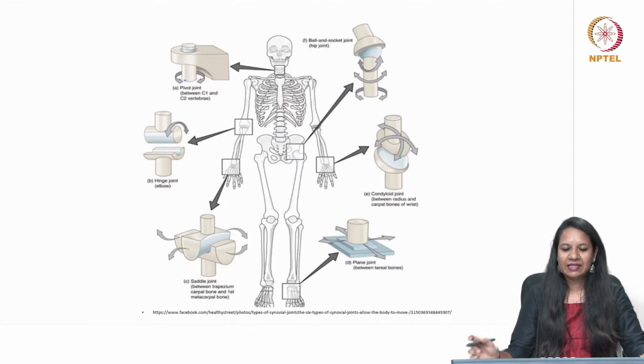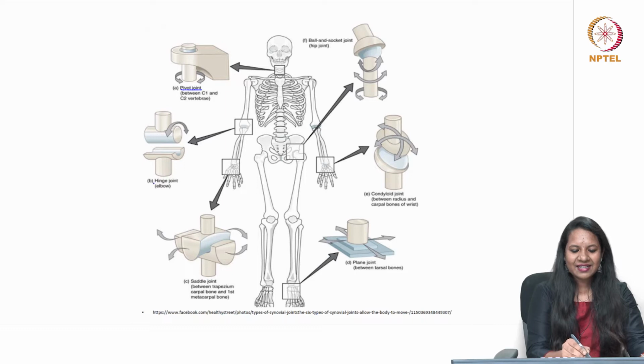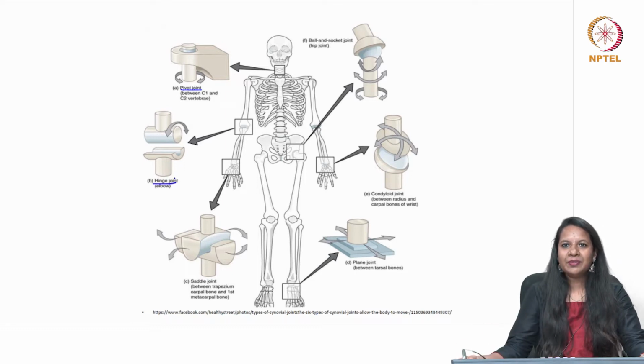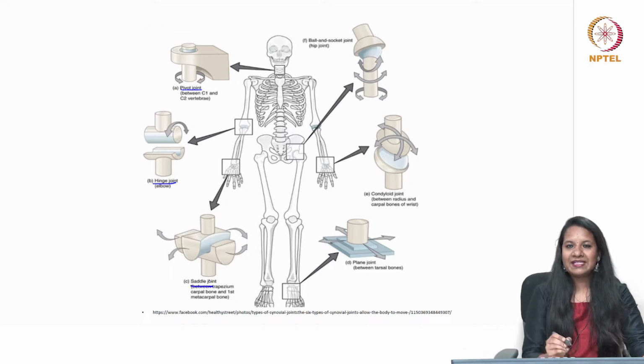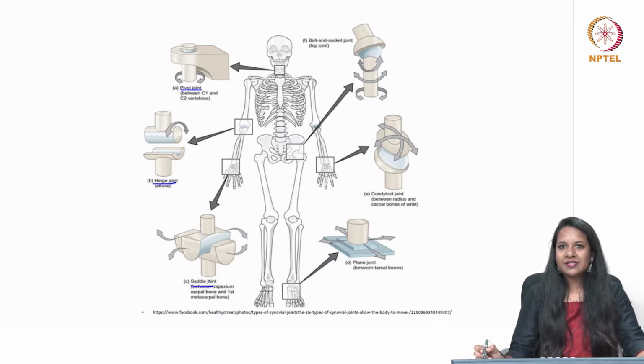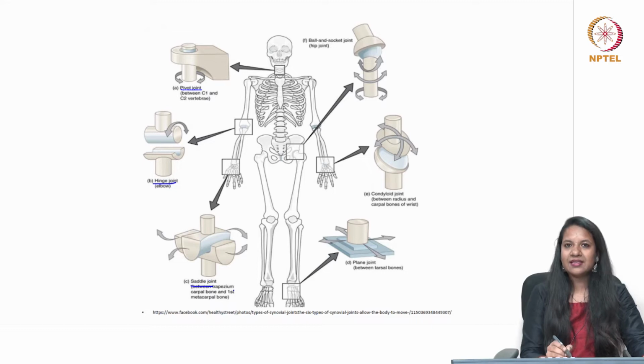The first one being the pivot joint, that is one bone rotates over the other. Example is the atlantoaxial joint, which permits rotation of head. The second is the hinge joint, where there will be movement in a single plane, that is flexion and extension in a single plane like a door. Example, elbow. The third one being the saddle joint, that is the two surfaces are reciprocally concave or convex in shape, resembling a saddle. Example is the thumb joint.